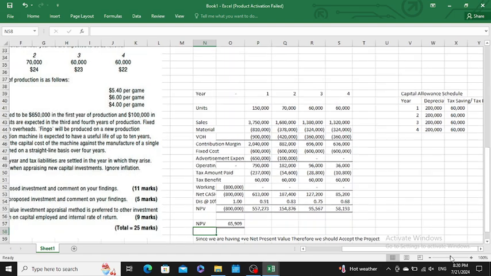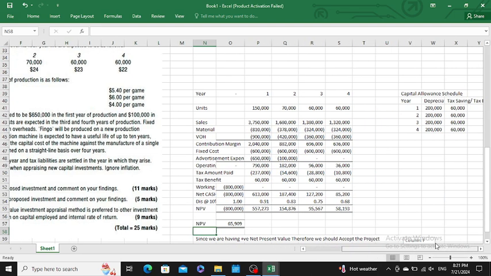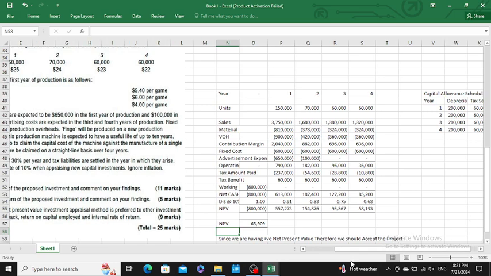I would minimize it. Sir, it's our first question, part A, calculate the net present value. So we have calculated the net present value, which is 65,909, and since it is a positive NPV, the project is viable and we should accept the project. Okay sir, I think you have copied part A. Then moving forward to part B of our question.